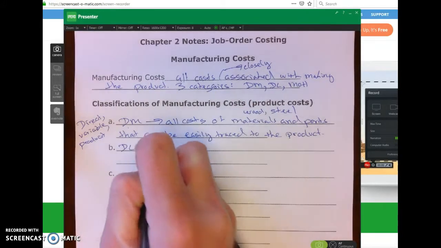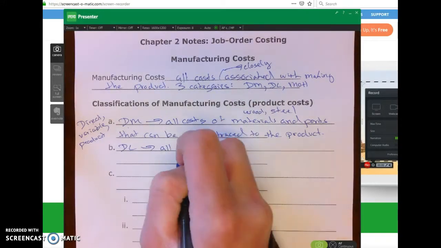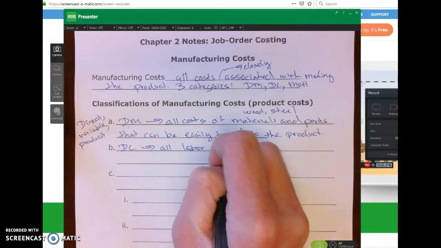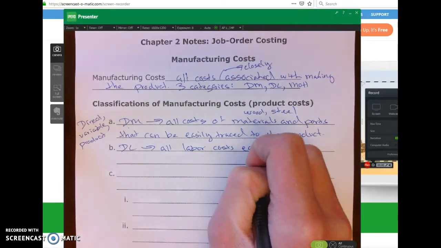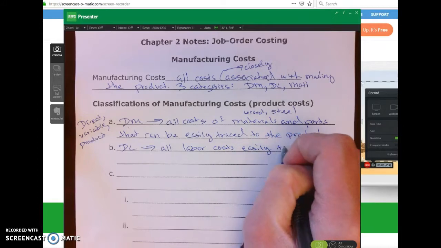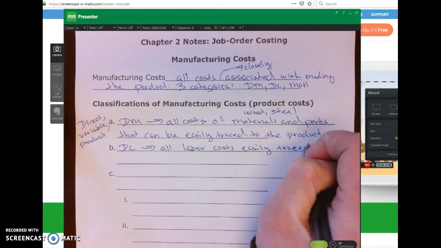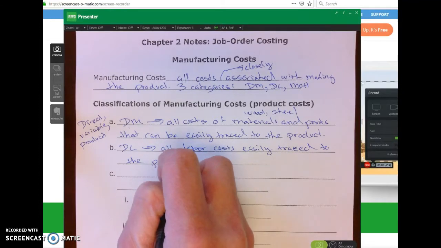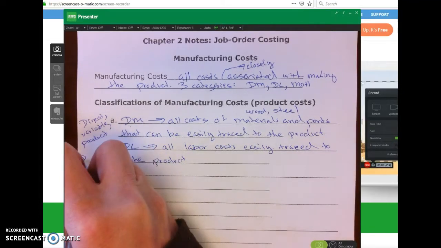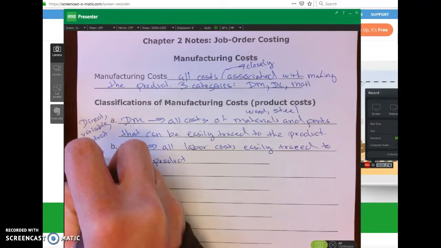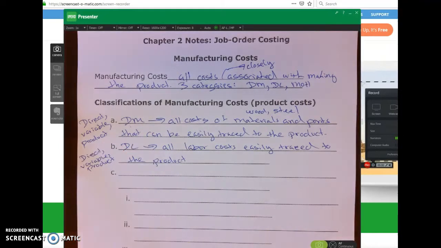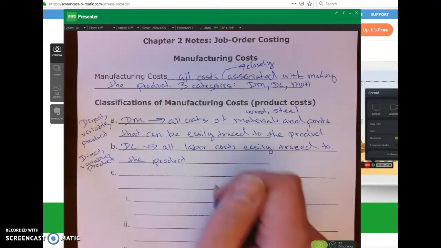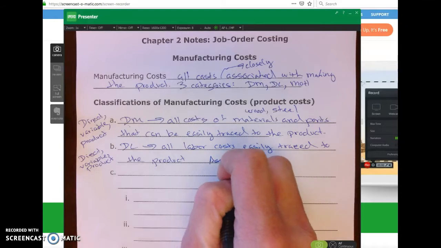Direct labor is all labor costs easily traced to the product. So again, this is a direct variable product cost. An example would be assembly line labor.